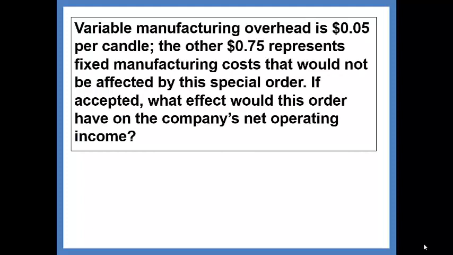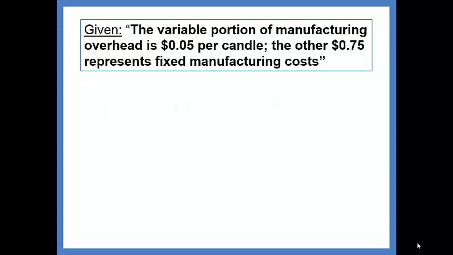Variable manufacturing overhead is 5 cents per candle, and the other 75 cents represents fixed manufacturing costs that would not be affected by this special order. If accepted, what effect would this order have on the company's net operating income? So of course you need to identify what costs will change if you accept the order. So go back and look at the information that was given, especially focusing on the paragraph that says the variable portion of manufacturing overhead is 5 cents per candle. The other 75 cents represents fixed manufacturing costs.